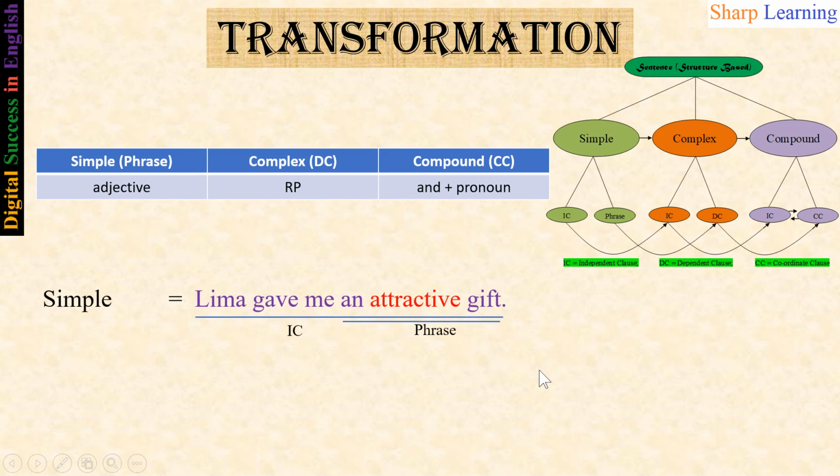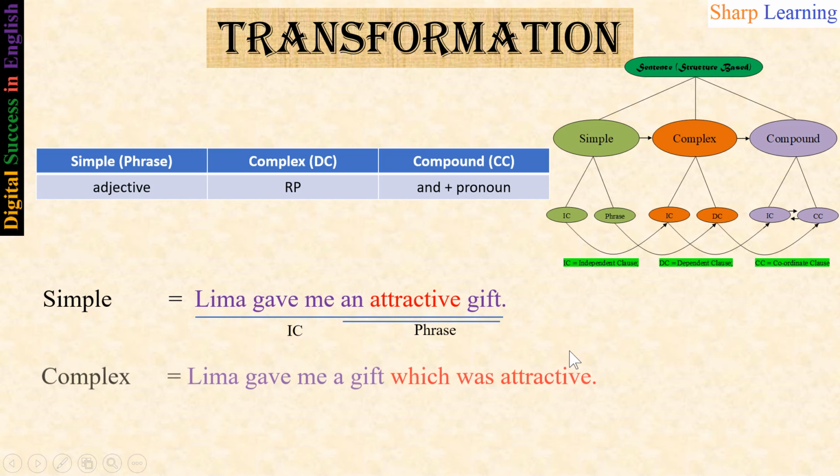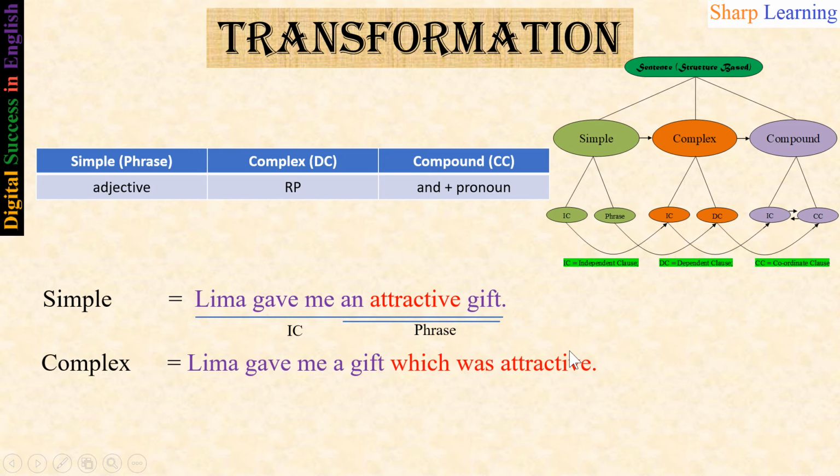Okay? For making a complex sentence, you will use this adjective, which means attractive, for making DC and for making CC in your compound sentence. Okay, let us do it. See here, Lima gave me a gift, which was attractive. Why "an"? Because before attractive we have used an, because this word starts with a vowel. That is why in the question it was an.